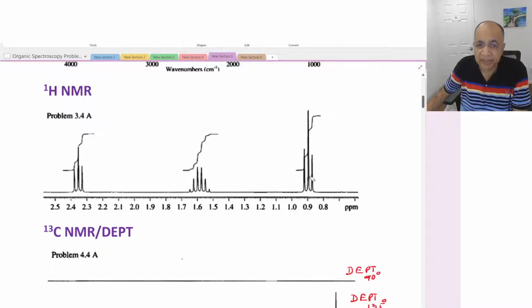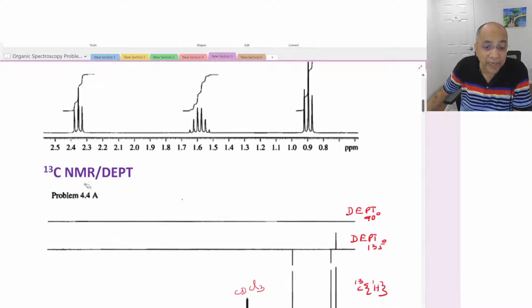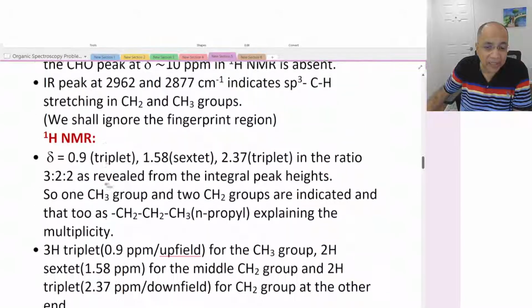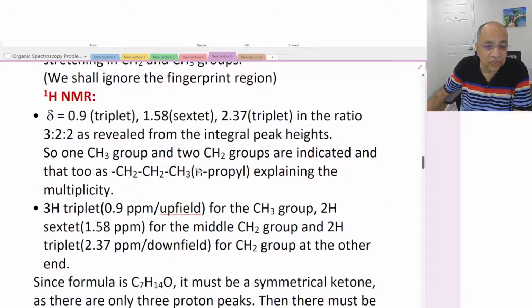So this triplet, this sextet, and this triplet, does it indicate something to you? Is it not telling about an N-propyl group? An N-propyl group. So this methyl is a triplet. And this methylene is a sextet, 3 plus 2 plus 1 sextet. And this methylene is also a triplet.